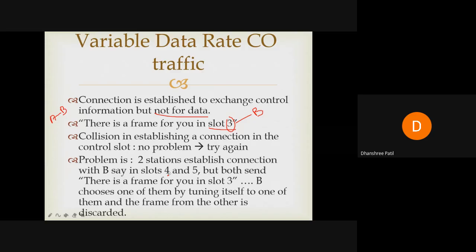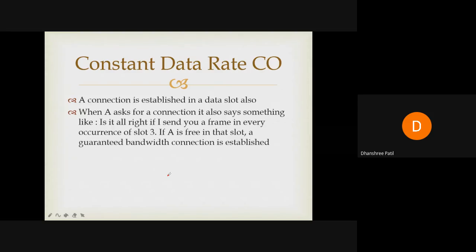Okay, then once the connection is established and approved, the communication will happen. Now, when this connection is established, suppose A wants to communicate with B, so A will establish a connection. While establishing a connection, A asks for a connection. It also says something like, is it all right if I send you a frame in every occurrence of slot 3?